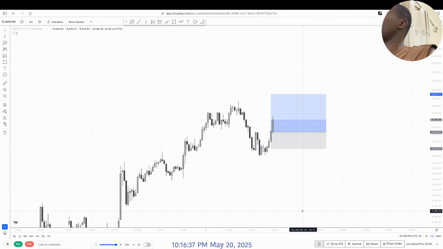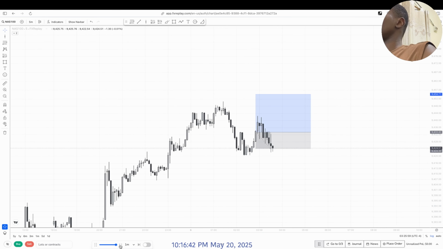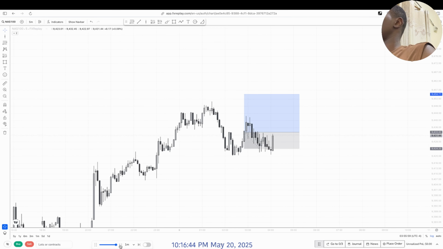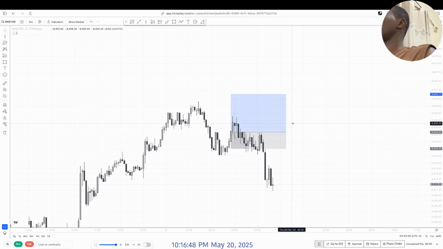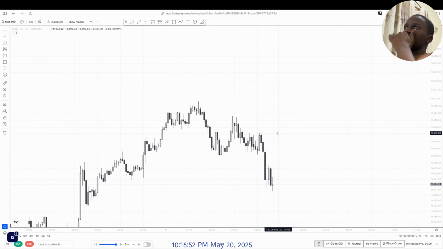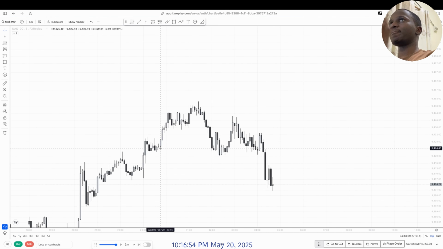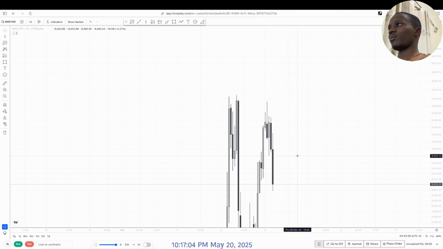So a low probability trade, which didn't hold, and we ended up dropping. So we save this image as well. So the fair value gap didn't hold. This one, it failed, which means we shifted structure now. We can shift our bias to bearish.